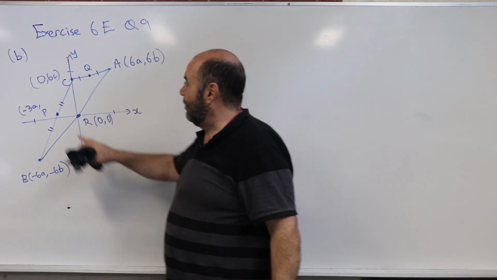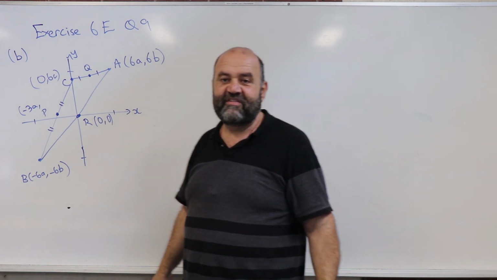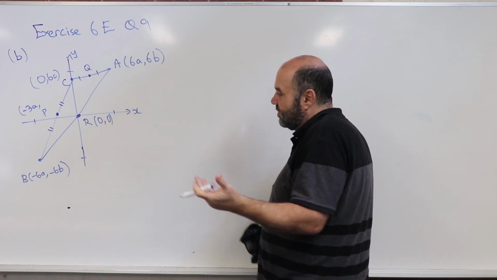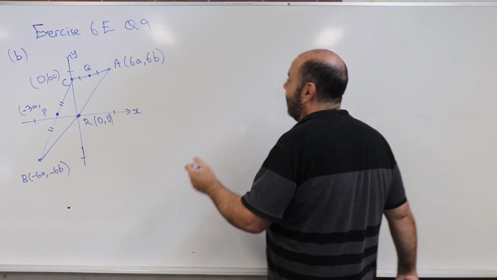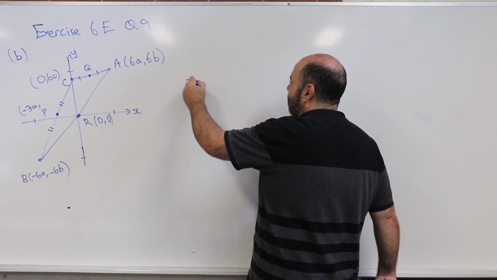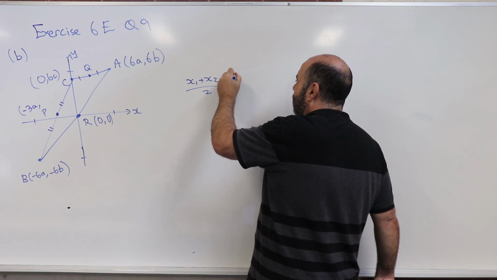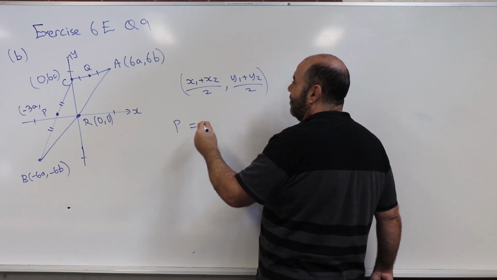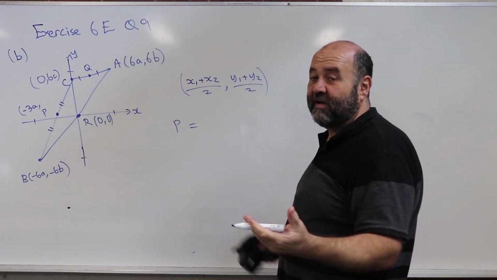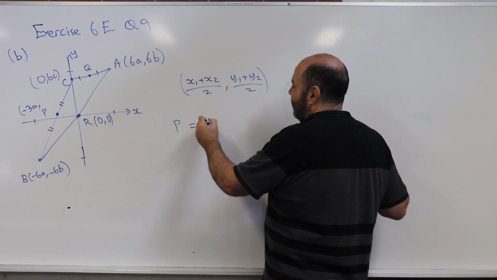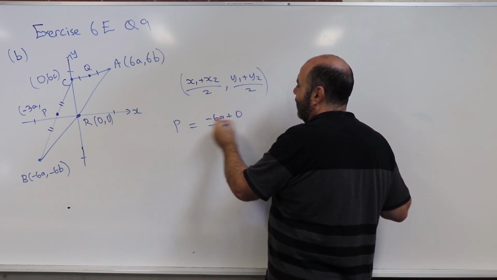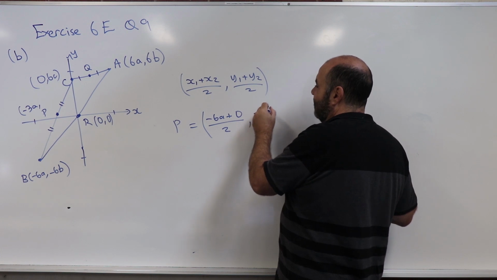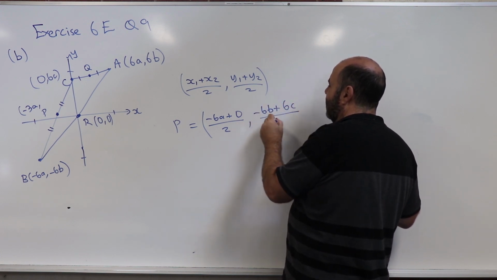And then what's halfway between 6C and negative 6B? Well, that's going to take a little bit of thinking. We can use the midpoint formula if you like. So if we wanted to find P, we'd use the midpoint formula, x1 plus x2 over 2, y1 plus y2 over 2. So P is going to equal, we've seen what the middle of the x values are, but let's do it anyway. So negative 6A plus 0 over 2 and negative 6B plus 6C over 2.